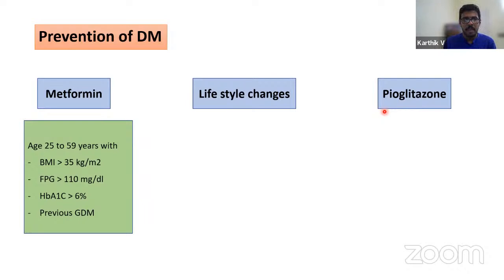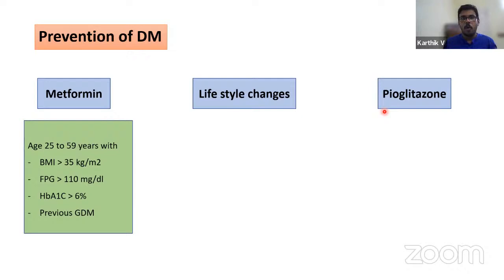And the fasting plasma glucose of more than 110 milligram per deciliter, HbA1c of more than 6%, or previous gestational diabetes mellitus. So a pre-diabetes patient belonging to an age group of 25 to 59 years with any of these features, high BMI, high fasting plasma glucose, high HbA1c, and history of GDM. So these are the eligibility criteria for prescribing metformin in a pre-diabetic individual.